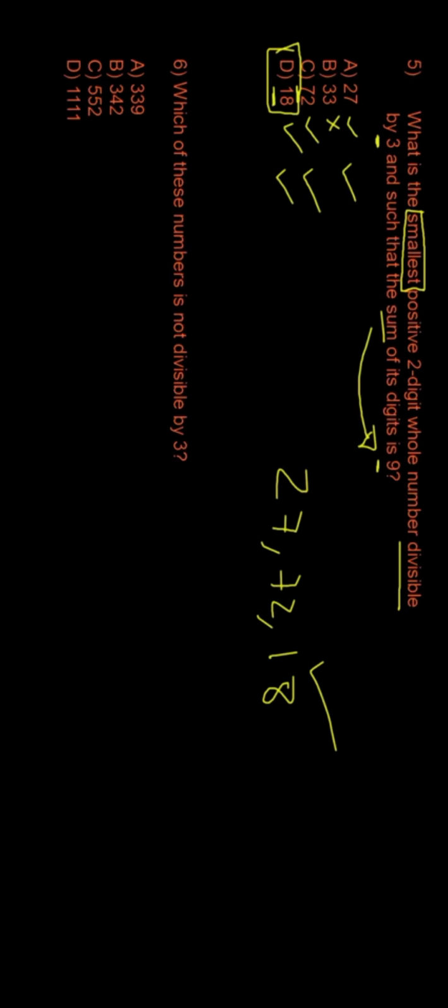Last question, question number 6. Which of these numbers is not divisible by 3? Very easy question. Let's work it out. You just have to add everything up and check if it's divisible by 3 or not. 3 and 3, 6, 6 and 9, 15. Yes, it is. It comes up in the table of 3. Next, 3 plus 4, 7, 7 plus 2, 9. Yes, it does come up in the table of 3. 5 plus 5, 10, 10 plus 2, 12. It does come up in the table of 3. 1 plus 1 plus 1 plus 1, 4. Oh, it does not come up in the table of 3. I'm quite absent-minded today, as you can see.